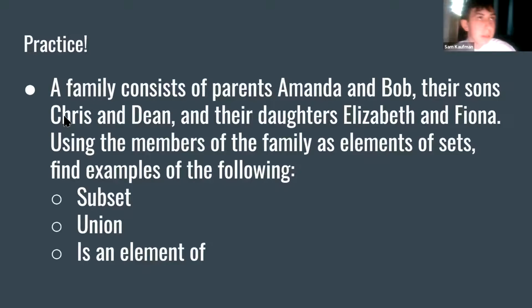Ask me if this is not well phrased, but if you think about this family as a set and certain sets within the family, come up with some statements using the family members as elements of sets to represent each of these terms. So think of a situation with these family members that could represent a subset.